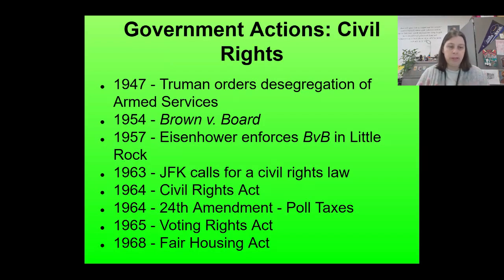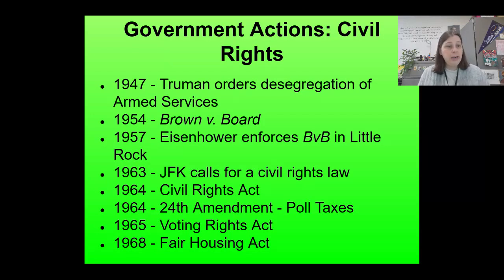Eisenhower cared about the Cold War, right? That was his big thing. But in 1957, in response to massive resistance by the governor of Arkansas, Eisenhower is going to reluctantly call up the 101st Airborne and send federal troops into Arkansas to enforce school desegregation in Little Rock, Arkansas. This is the famous Little Rock 9 case. And we see him doing that essentially in the face of, again, resistance from the state governor.